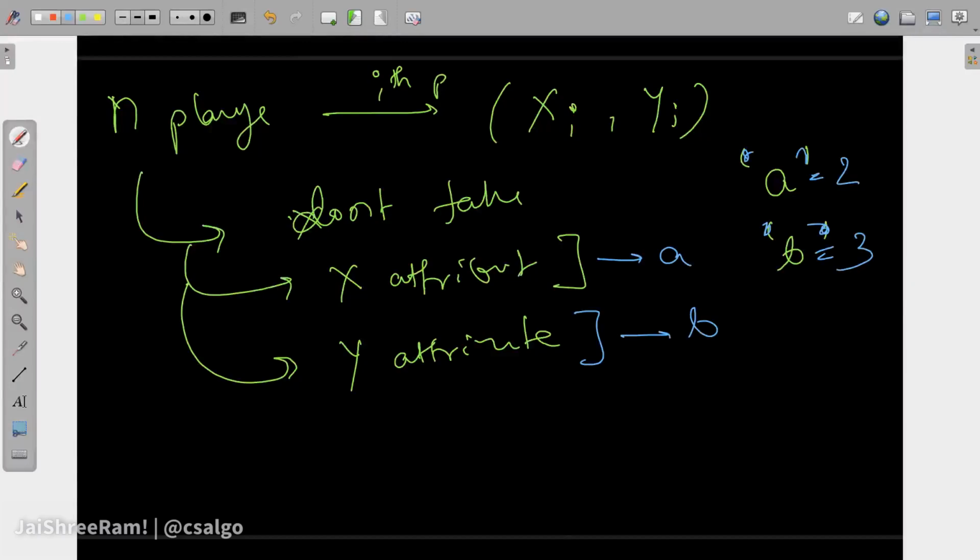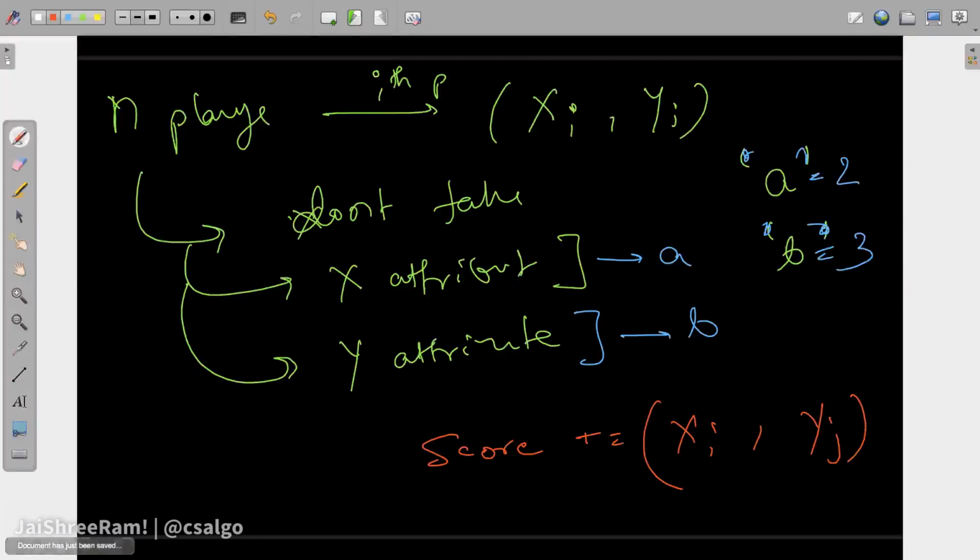Whichever players you take, if you take that player for their x attribute, then we have a metric which is score, and it gets added according to whichever attribute you take them for, either x of i or y of j. You build the team with a players' x attributes and b players' y attributes, all these a players' x attributes get added and all these b players' y attributes get added, and that total sum is the score of your team. You want to maximize this score. So how do you optimally make your team?